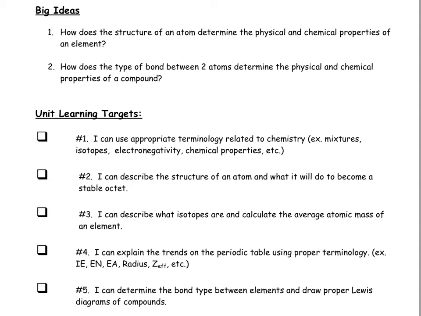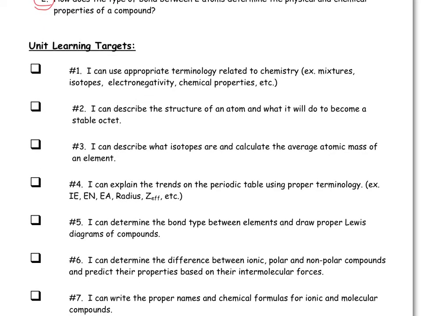In this lesson, we're working on big idea number 2. How does the type of bond between two atoms determine the physical and chemical properties of a compound, specifically focusing on learning target number 6. If given the name or the formula of a compound, can you determine if it's an ionic, polar, or nonpolar compound and predict its properties based on the intermolecular forces it can make?